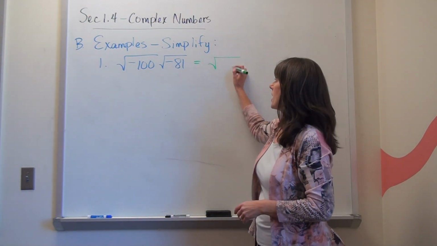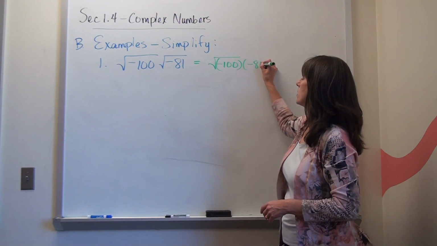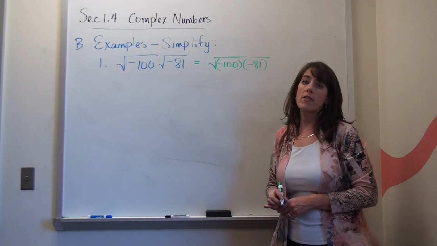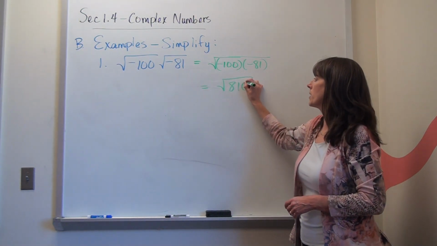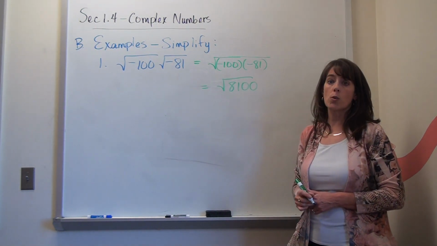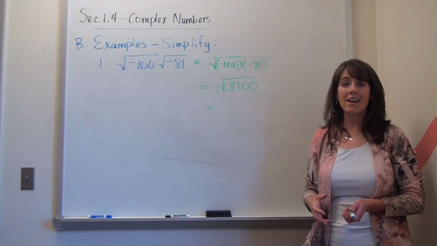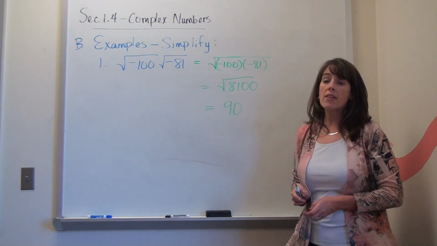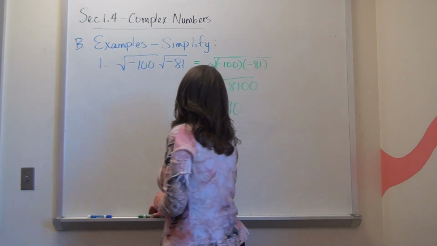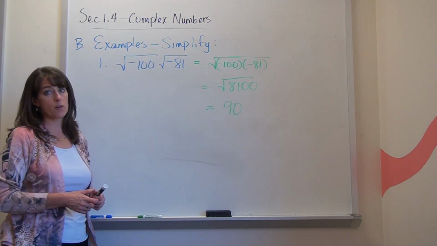So according to that, I should be able to multiply the two together underneath one big radical, and then a -100 times a -81 would be a +8100. And then I can take the square root of that positive 8100, and I'm asking myself, what would I multiply by itself to be an 8100? Well, that's just a 90. And that's all well and good, except for the fact that that ignores that you had negatives underneath the radical.